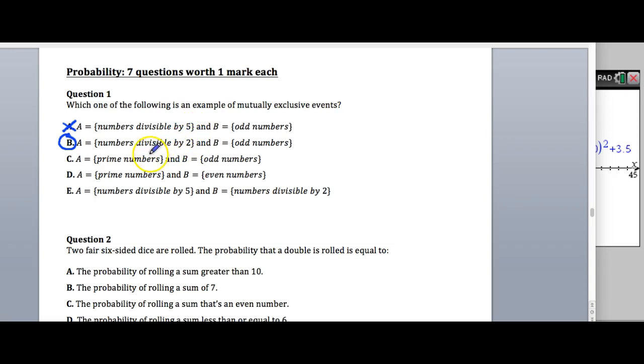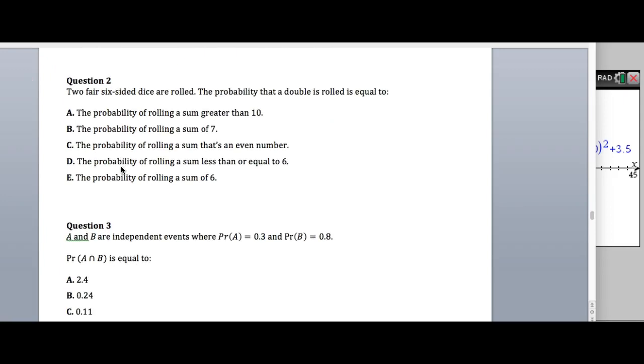Let's just check the others just for the fun of it. Prime numbers and odd numbers, okay, so you can have odd prime numbers like 7, so they're not mutually exclusive. Prime numbers and even numbers. Oh no, sorry, 2 is a prime number, so we can't have that. And numbers divisible by 5 and numbers divisible by 2. So obviously 10 is both divisible by 5 and 2. So B is the only possible answer.